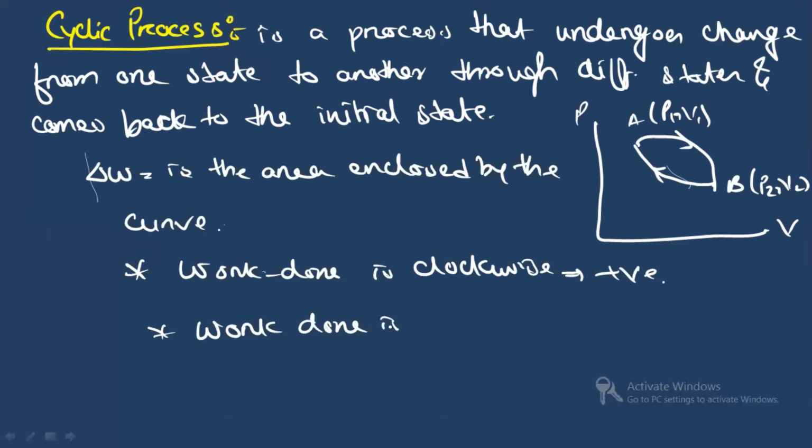Anti-clockwise. If the work done is anti-clockwise, then it will be what? Negative, right? So these are the very important things that you should know about the cyclic process. And you have to remember, whenever we are talking about the cyclic process, we know that dU, the change in the state variables, is 0. All right, so this is about the cyclic process.